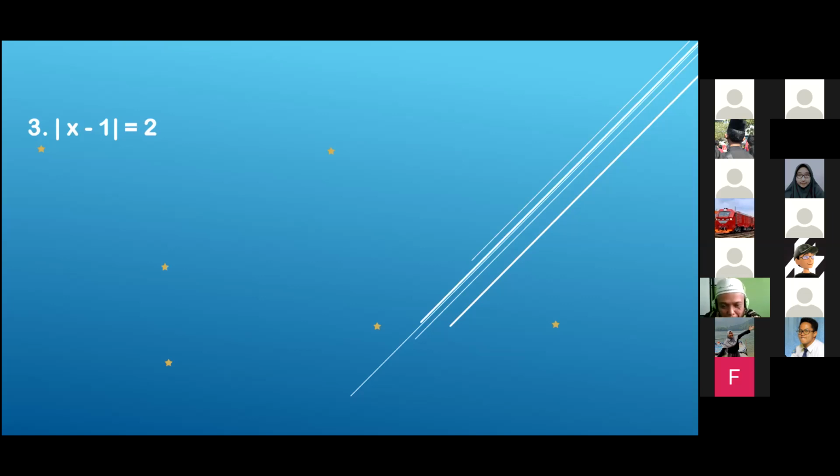X is negative 3, or x is negative 3. Yes, it is correct. X equals negative 3. Please put negative 3. X is negative 1, and then x is 3. Okay.